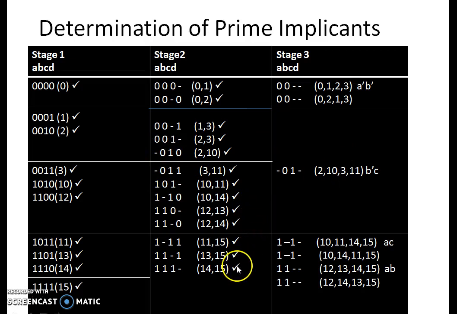Then I compare the third and the fourth section. Here I actually get two terms: 10, 11, 14, 15 and 10, 14, 11, 15 are the same. So 1 I can take. So 10, 11, 14, 15. The hyphens match and there's a 1 bit difference.